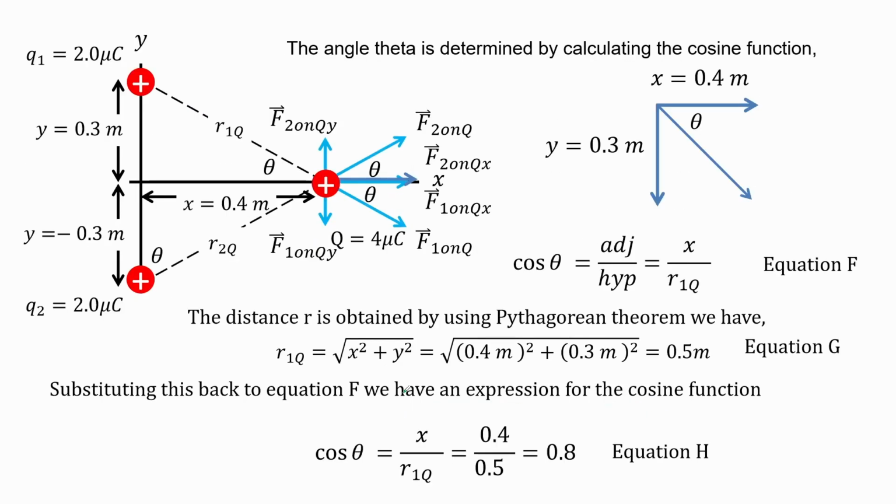the angle theta is determined by calculating the cosine function by using the geometry of the angle theta. So the function of cosine theta is given by equation F. The distance r is obtained by using the Pythagorean theorem. We have equation G. Substituting this back to equation F we have an expression for the cosine function, H.